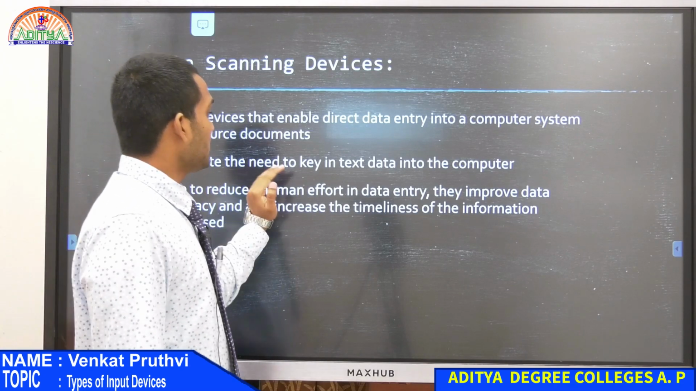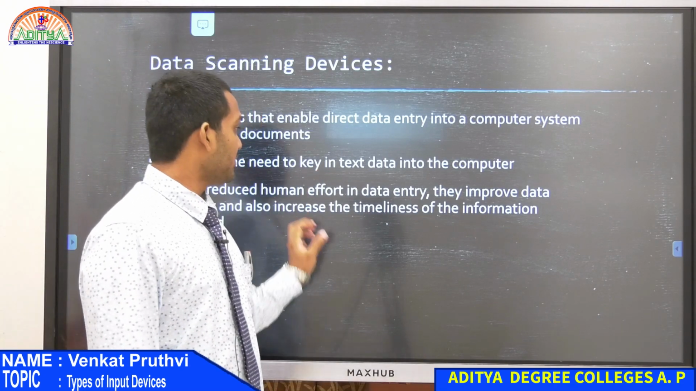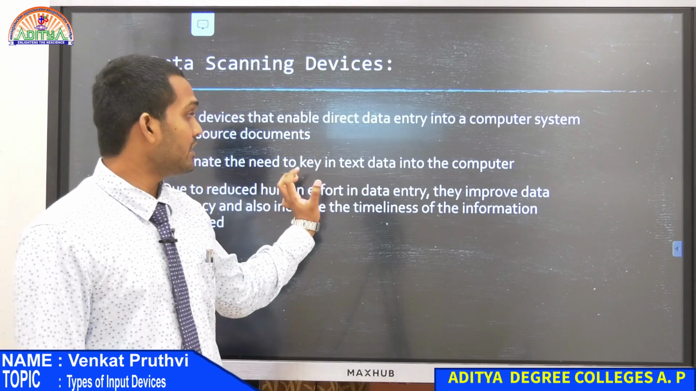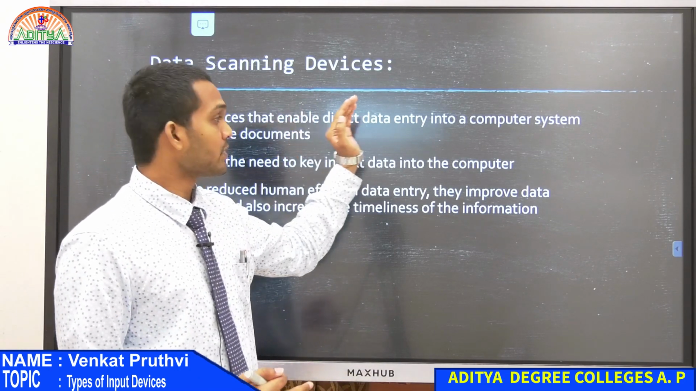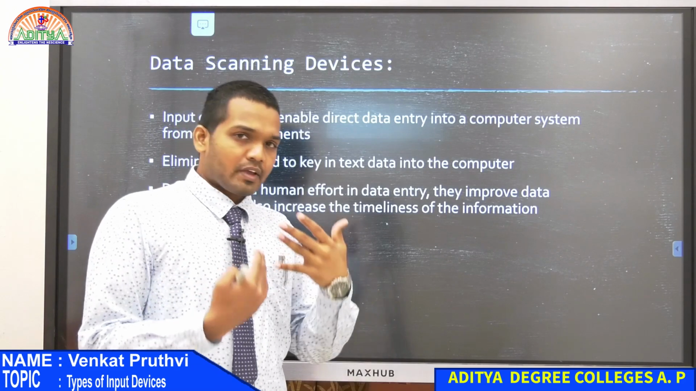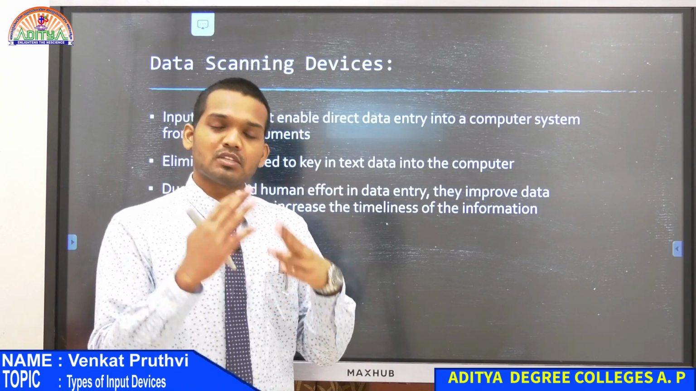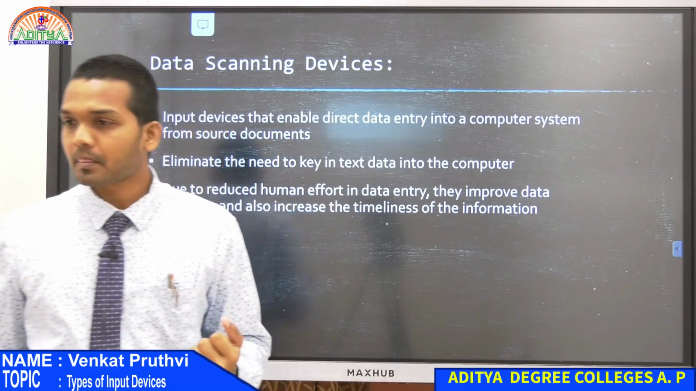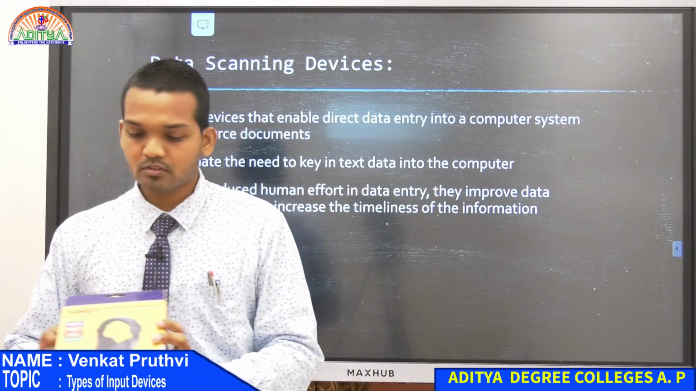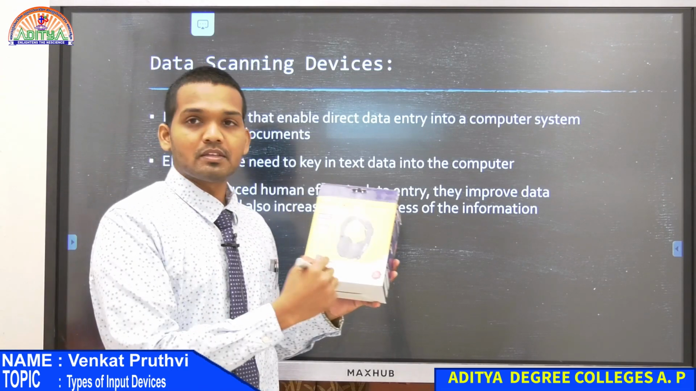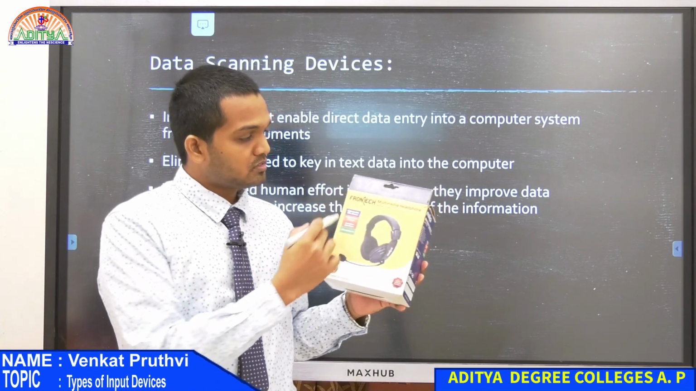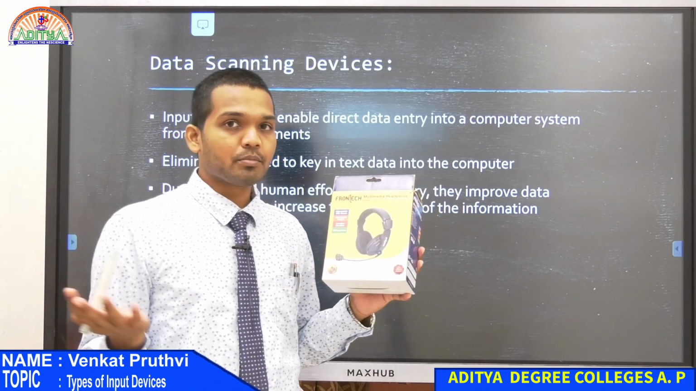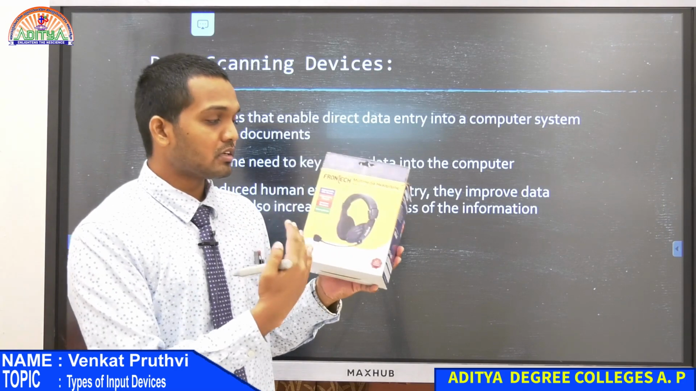What does it mean? Eliminate the need to key in text data, you have to understand this terminology here, key in text data. That's what I was explaining in the previous point. Suppose I have a hard copy or just a paper document. Suppose this is the image that I have to copy into the computer. The same image I want in the computer. Suppose you are able to see this thing, right?